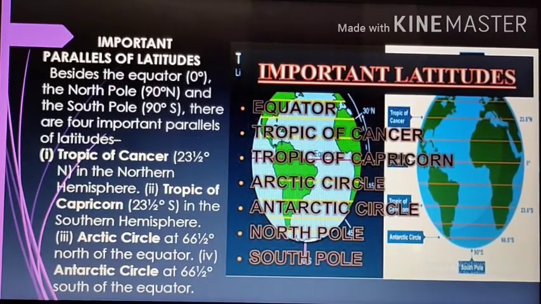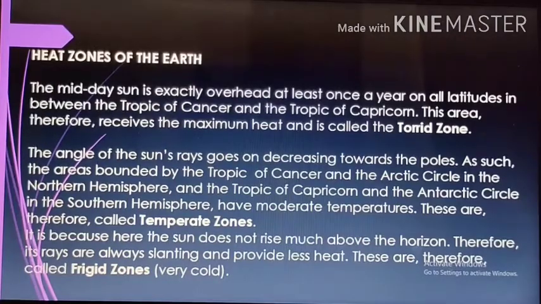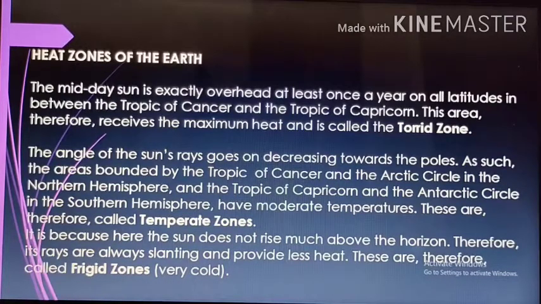Now let's have a look at the heat zones of the earth, what actually they mean and how they look. Talking about the heat zones on the earth, the midday sun is exactly overhead at least once a year on all latitudes between the Tropic of Cancer and the Tropic of Capricorn. This area, therefore, receives the maximum heat and is called the torrid zone.